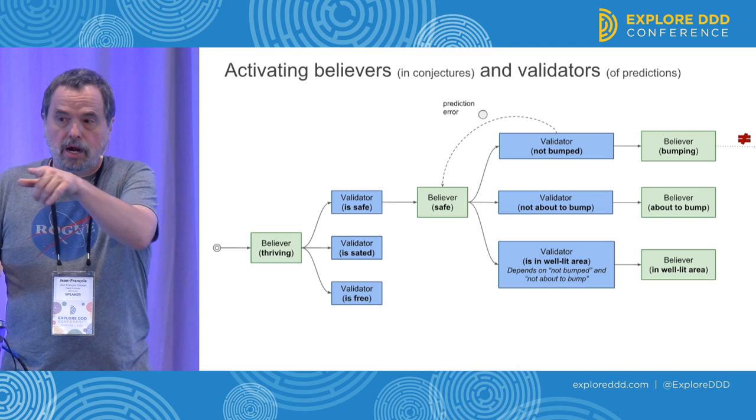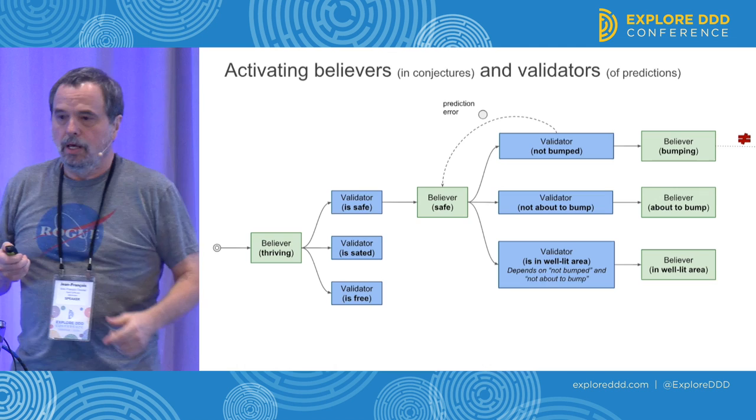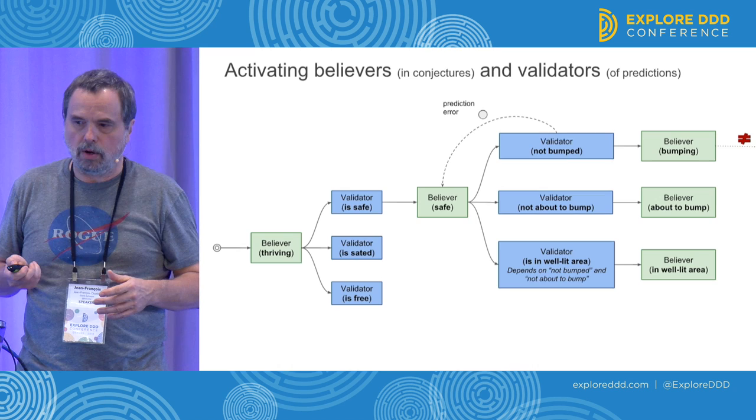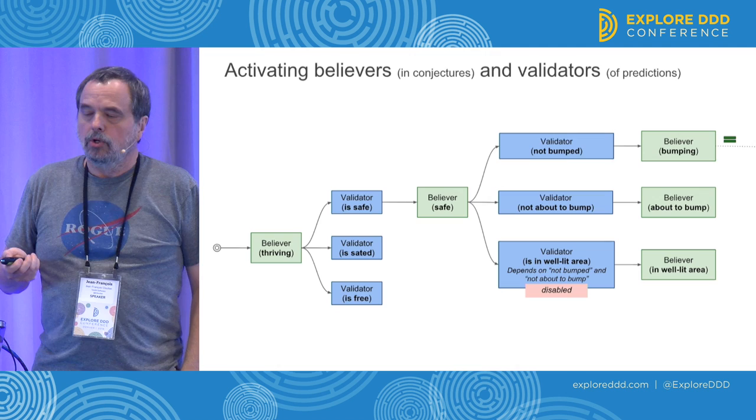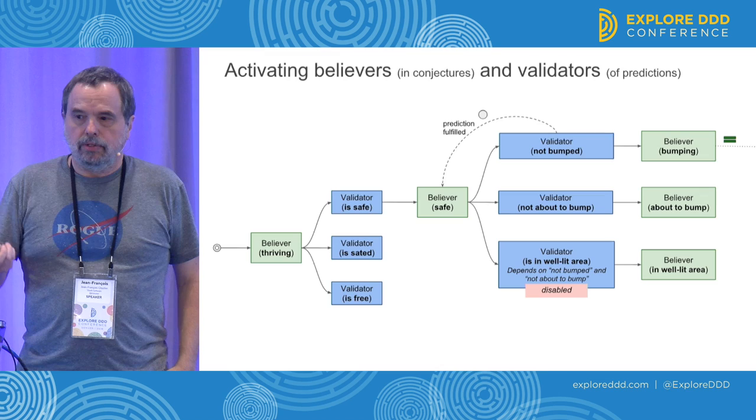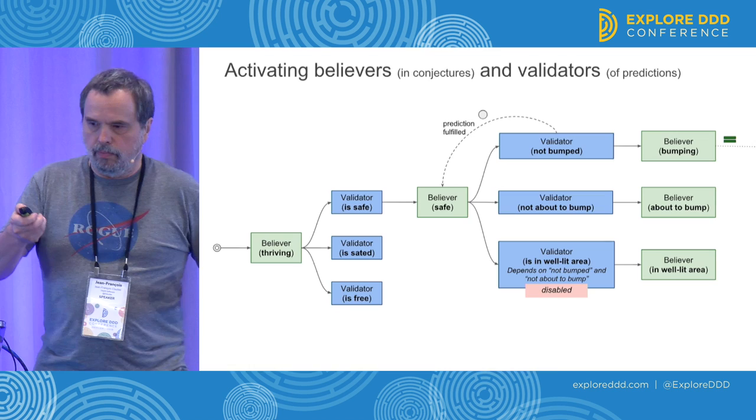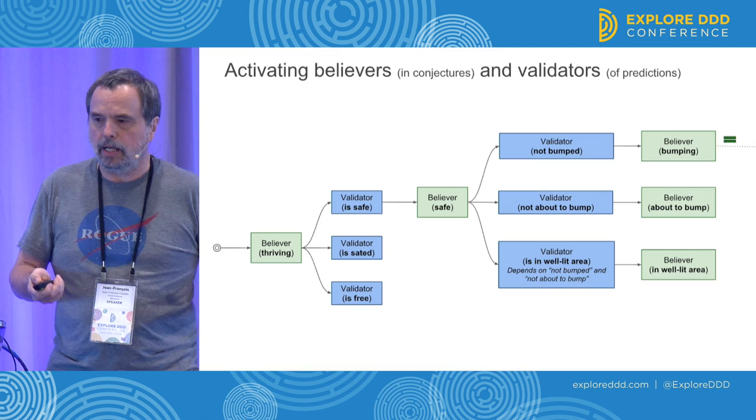Now, a prediction error means that the prediction that we're not bumping is false. A prediction error is raised. The believer in being safe says, oh, I'm not safe because one of my predictions is wrong. And it will disable one of its predictors because it depends on the other two predictors being true. Now, should the robot move about and now it's not bumping anymore, the prediction that we're not bumping is fulfilled. The believer in being safe says, okay, my first two predictions are true. Now I can re-enable my third prediction. So there's a lot of that going on.